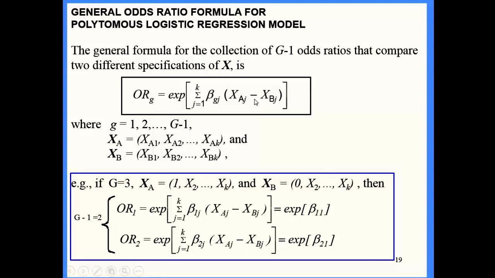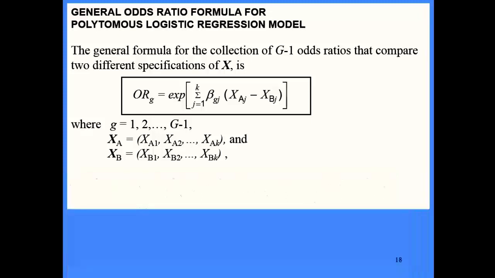And it's really not really different than what we did when it was binary logistic regression, except now we've got two odds ratios instead of one odds ratio, or four odds ratios if there were 5 different categories. So that's polytomous logistic regression. That's the odds ratio general formula, and that's the model, the general formula.